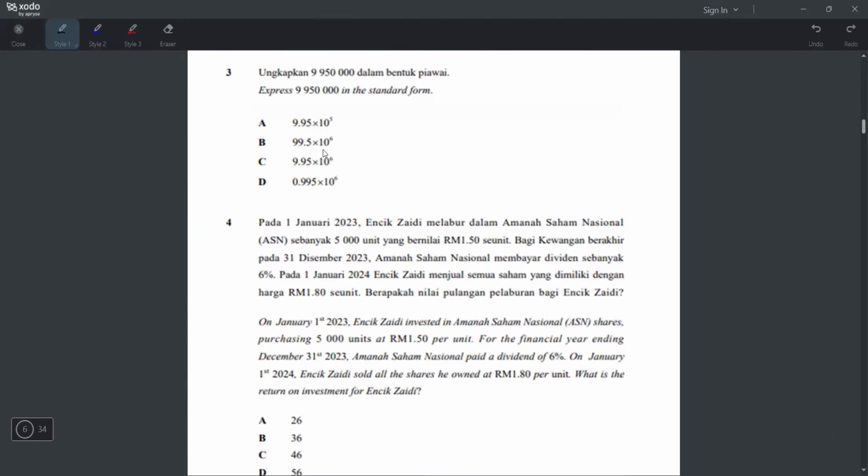Okay, let's continue with number 3. Express 9,950,000 in standard form. Okay, let's talk about standard form, bentuk piawai. Standard form means it looks like this: A times 10 power n. This is what we call bentuk piawai, standard form.